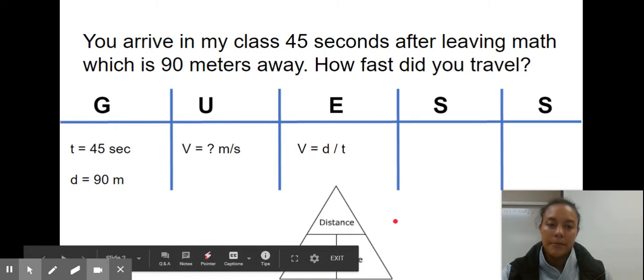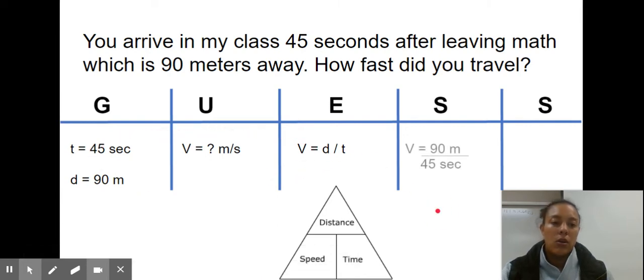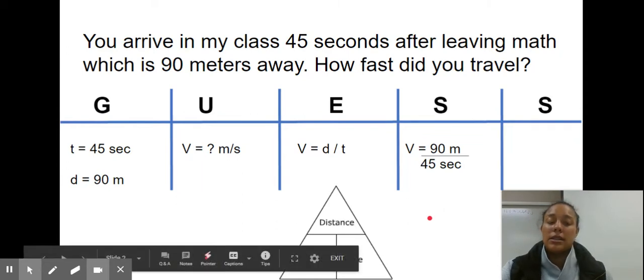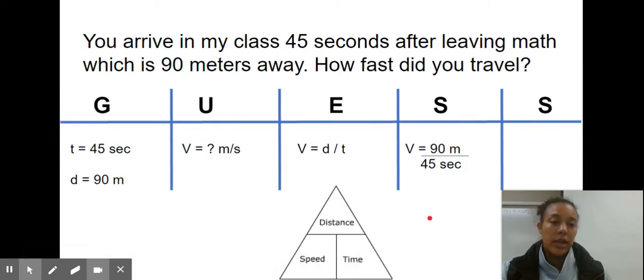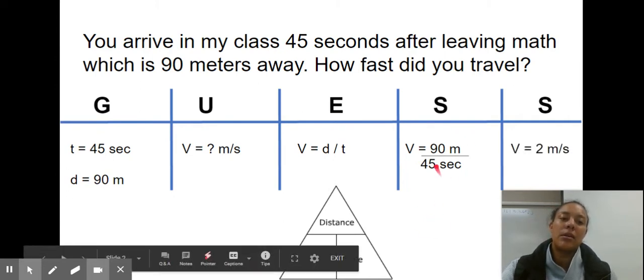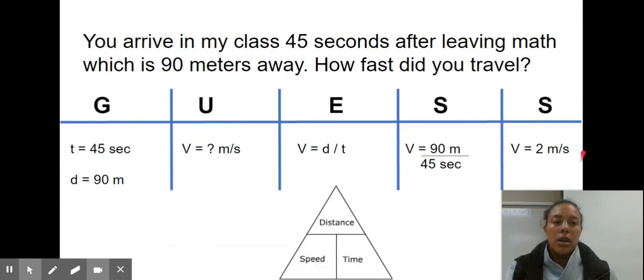I'm plugging that in and laying it out. My first S is setup, so I'm going to plug in my distance here, and I'm going to plug in my time here. So my equation will look something like this, right? 90 divided by 45. And then my final S is solve, and I'm going to calculate that out. 90 divided by 45, those of us that can do it in our heads, hopefully you're all saying 2 meters per second, and I'm including the unit over there, right? So that's my final solution.